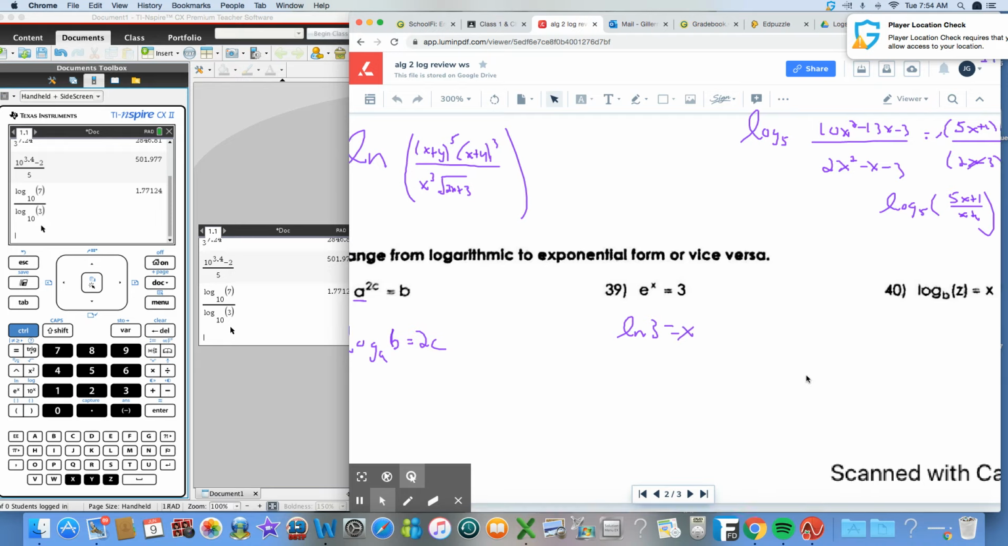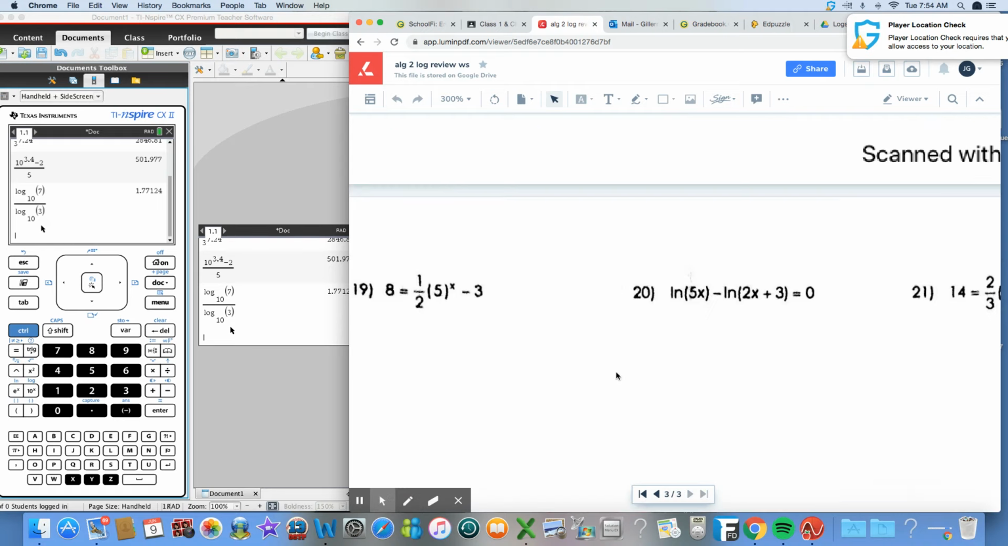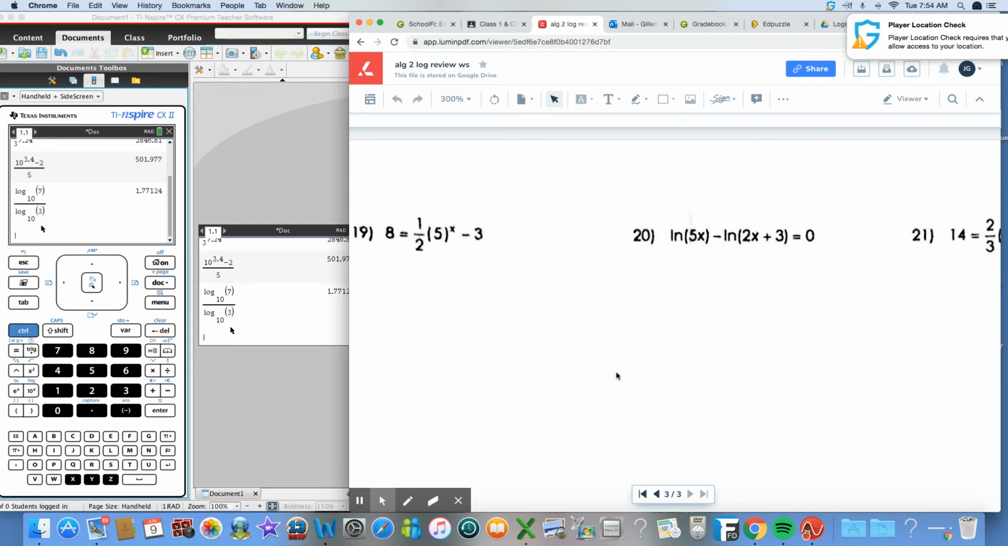And then for this one, we change to exponential. It's the base to that. Then we come back to the left. Left, right, left. B to the x equals z. All right. Now we're going out of order. So now the last page, we just have to solve equations here.